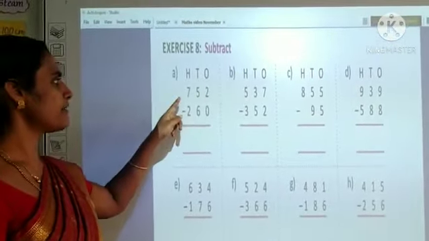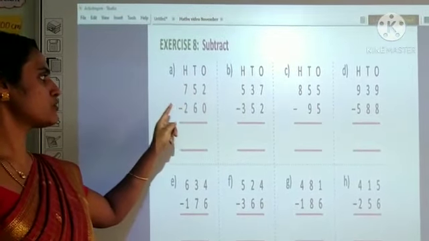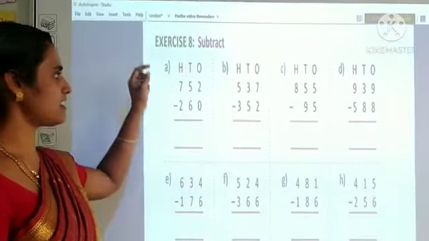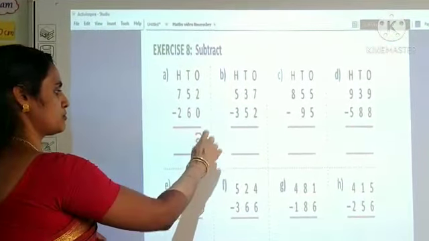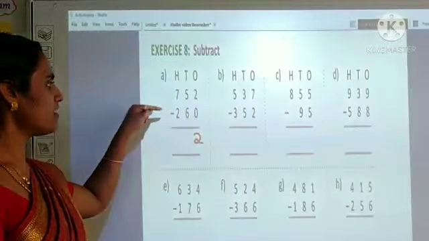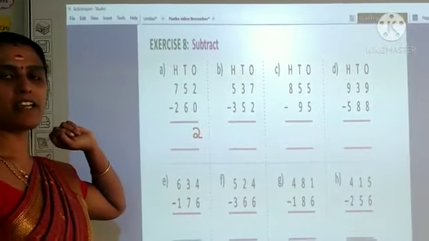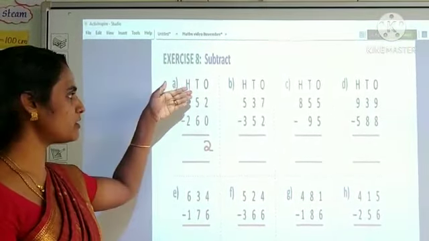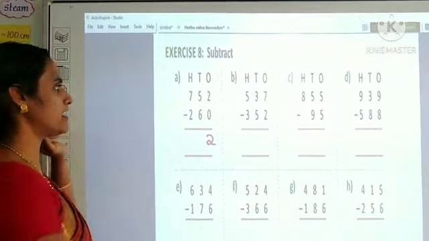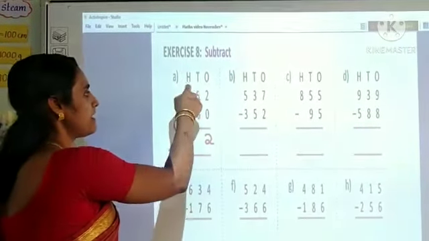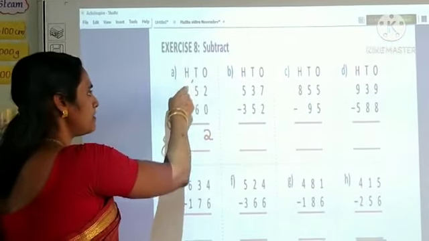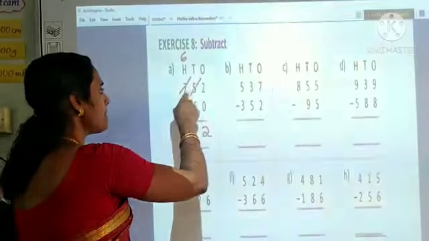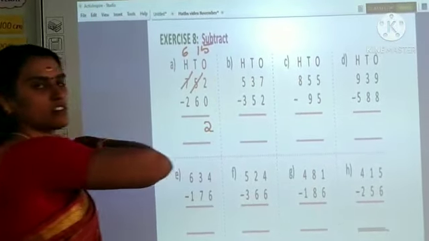The first sum: 752 minus 260. So here you have to start from the ones place. 2 minus 0, 2. Next 5 minus 6. Can we subtract 5 minus 6? Is it possible? No. So what you must do? You have to borrow from the next number. The next number in hundreds place is 7. So when you borrow 1 from 7, the 7 will become 6. And what happens to the 5? 5 will become 15. Okay?